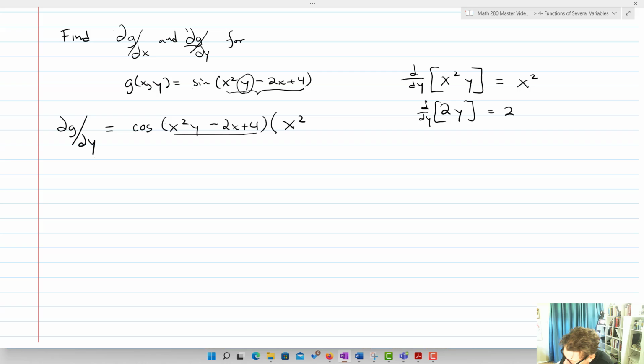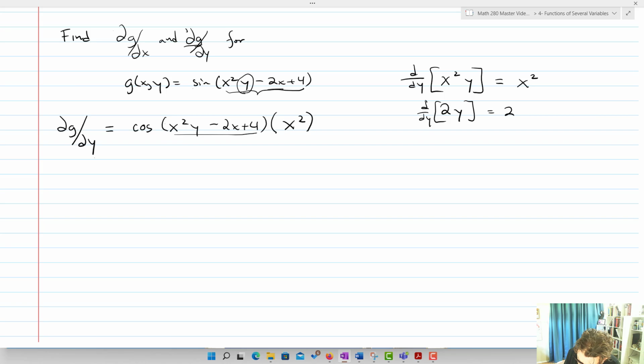Now I look at this and I go, well, what about minus 2x? There are no y's in minus 2x, so minus 2x acts as a constant, and there will be nothing there in addition. And what about the 4? Well, the 4 is a constant, so when we take the derivative of a constant, it ends up being 0. So we're going to have x squared cosine of x squared y minus 2x plus 4. And that is our partial with respect to y.